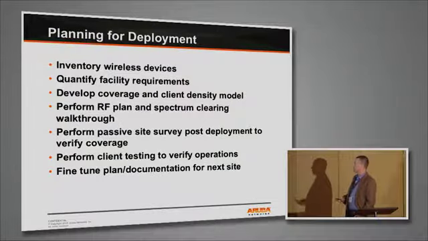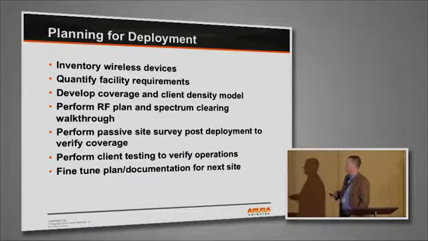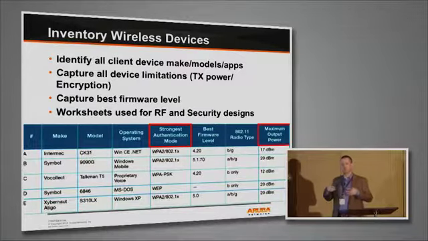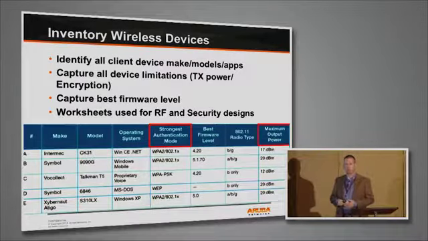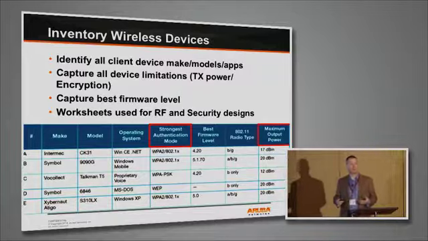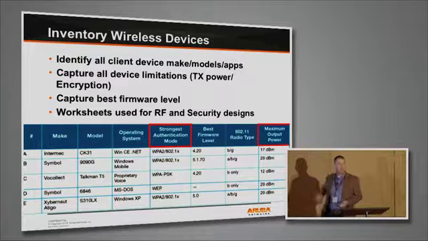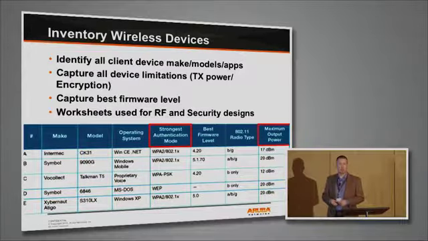So, planning for deployment, there are a couple of different things that we'll dive into. As far as what is the inventory, what are the devices that we expect to run on the network? If we're going into an existing warehouse, do they already have the scanners mounted on the forklift? Do they already have the handhelds that they're going to use? And if so, let's look at what's the cheat sheet that I might use.